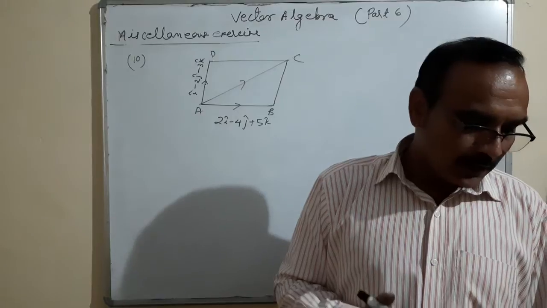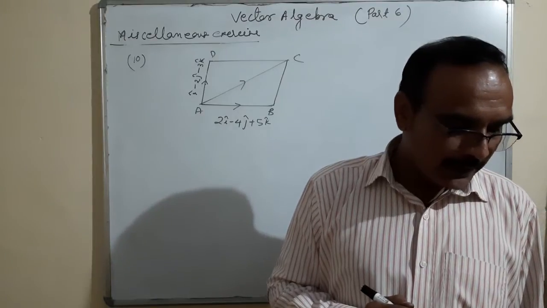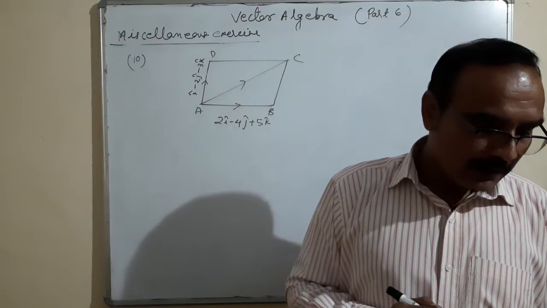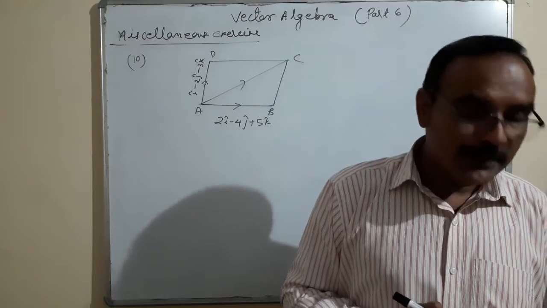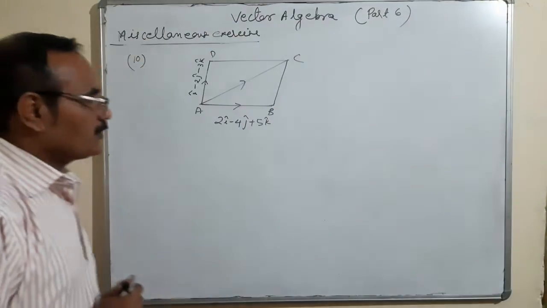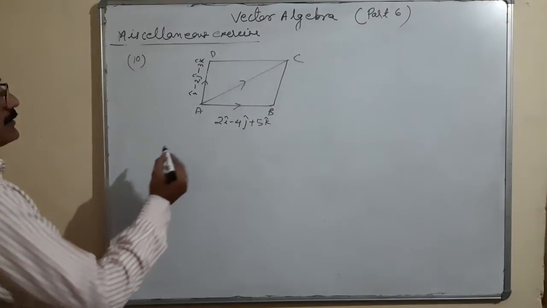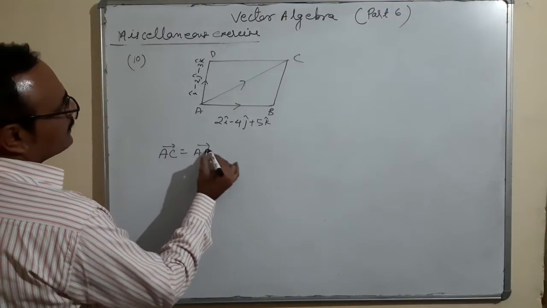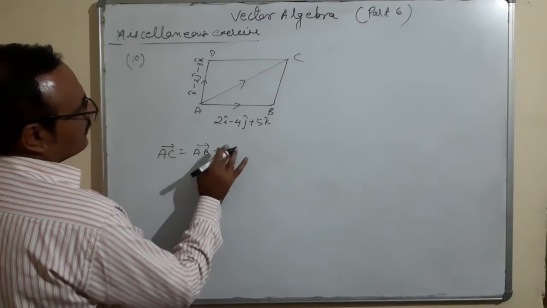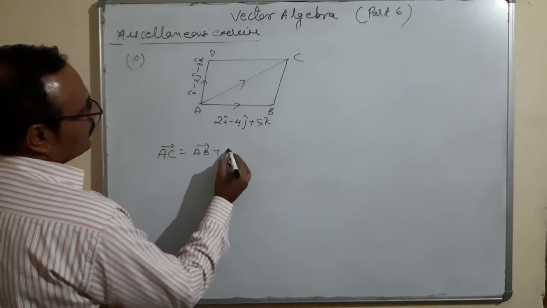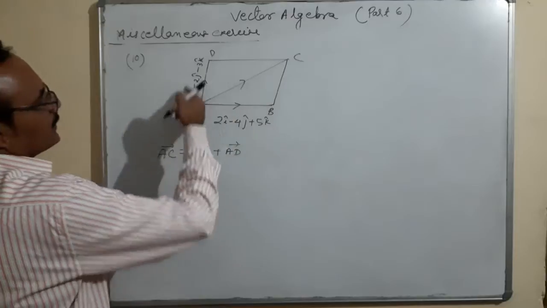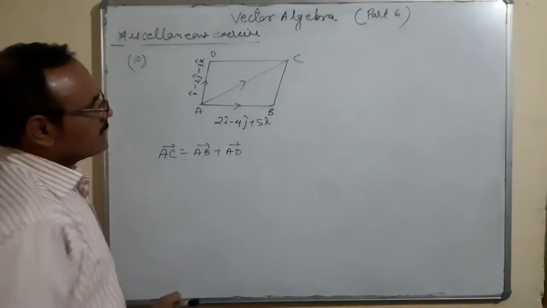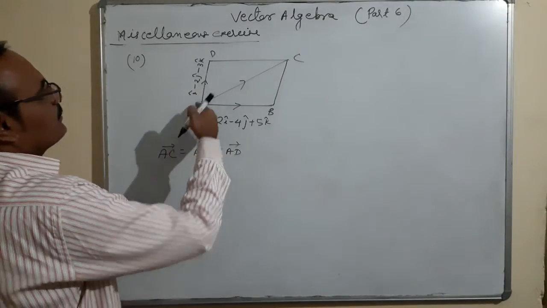The question is: two adjacent sides of a parallelogram are given. Find the unit vector parallel to its diagonal. So what does it mean? Vector AC is equal to AB plus AD, because the diagonal is a resultant. So AC is equal to AB plus AD.